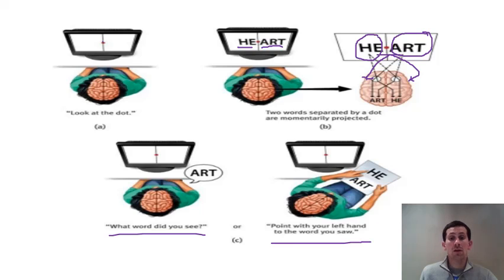However, if they were asked, point with your hand to the words you saw, then they're able to visually pick out what they saw in their left visual field. Although they said art, they would point to HE. That's because they saw it in their left visual field. Remember, the right hemisphere is in charge of vision.